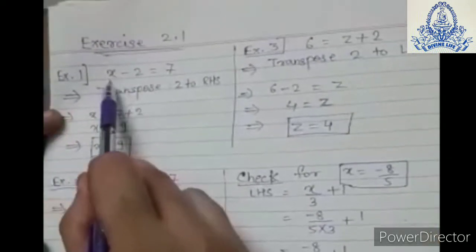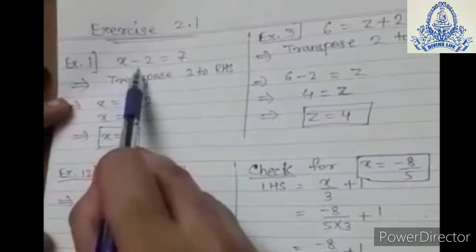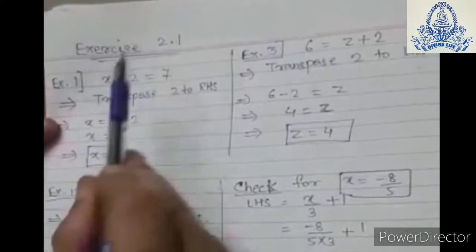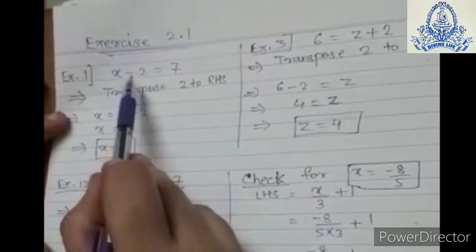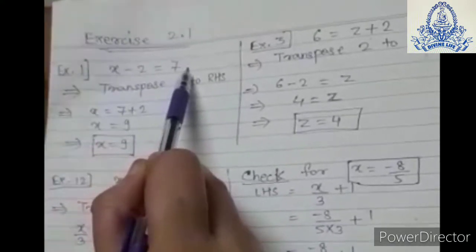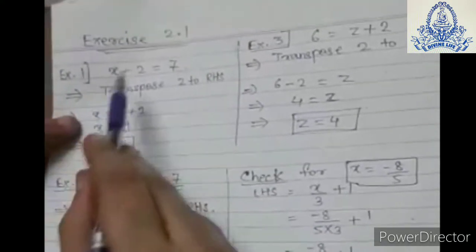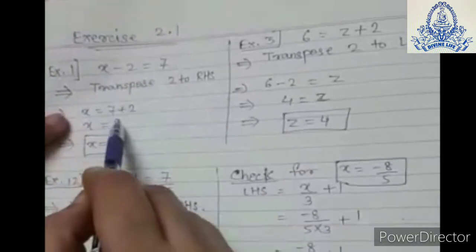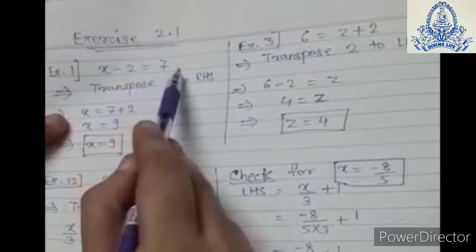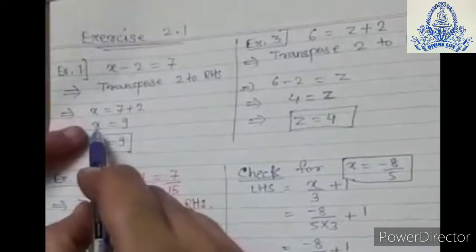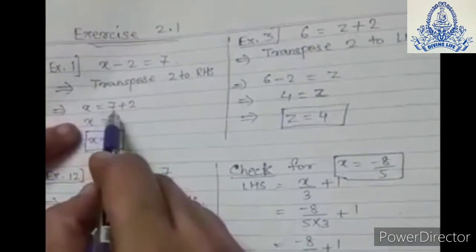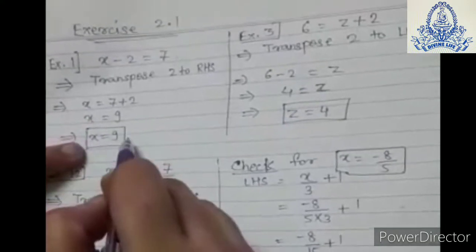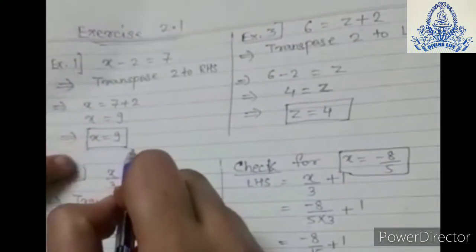Now see this, it is a simple equation. Now we will transpose this 2 to RHS. It is negative here, so while going to RHS it will become positive. So x is equal to 7 plus this 2. This minus 2 will go to RHS and become plus 2. So x is equal to 9. 7 plus 2 is 9. So the value of x, the solution of this equation, is 9.